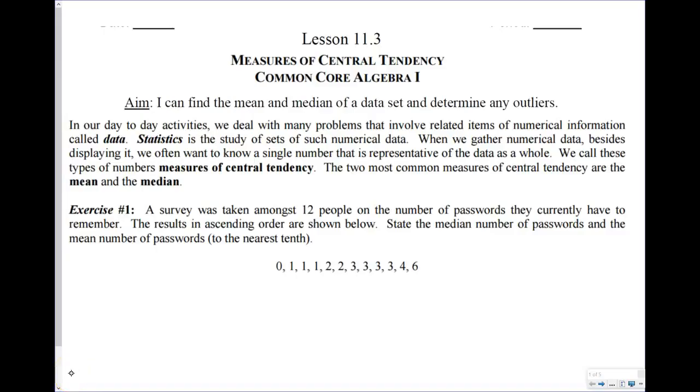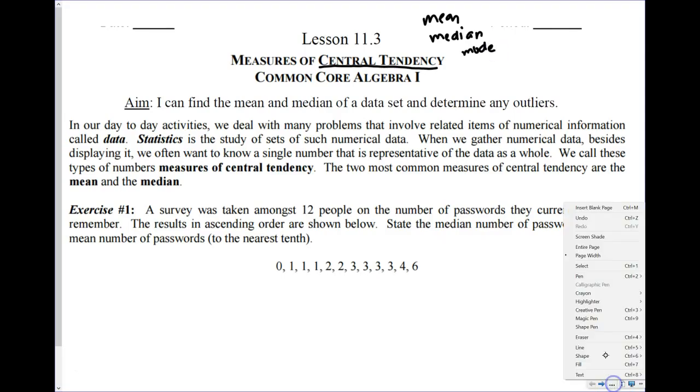Welcome to lesson 11.3 in your statistics take-home unit. Today we're going to talk about some measures of central tendency. Measures of central tendency are mean, median, and mode, which are three things that I know you've all worked with before in middle school and elementary school.